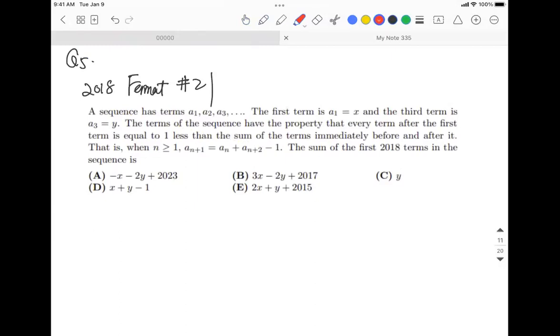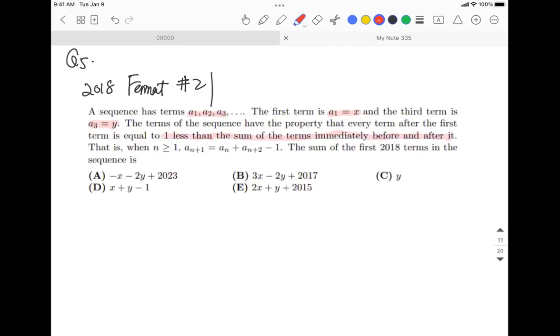That's everything. The question says a sequence has terms a1, a2, a3, and so on. The first term is a1 equals x, and the third term is a3 equals y. Every term after the first term is equal to one less than the sum of the terms immediately before and after it. The value for this term is one less than the sum of the term immediately before and after it.